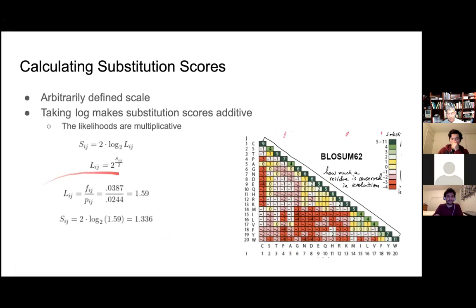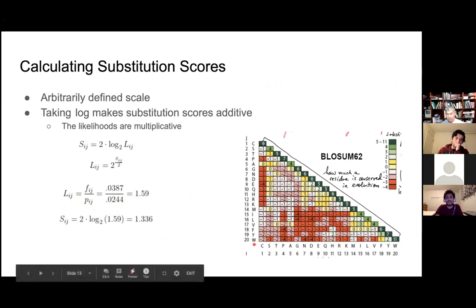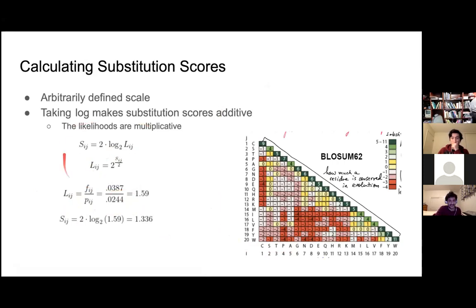Now, let's look down here first. We'll calculate our likelihood ratio, just plugging into the formula we talked about previously, and we'll get a ratio of 1.59 positive. Now, remember, the BLOSUM matrix is reported in terms of substitution scores, not likelihoods. And we want to convert to that by this equation here. And this equation is how you convert back from score to likelihood. Definitely have these memorized or on your cheat sheet, however tests are working this semester.